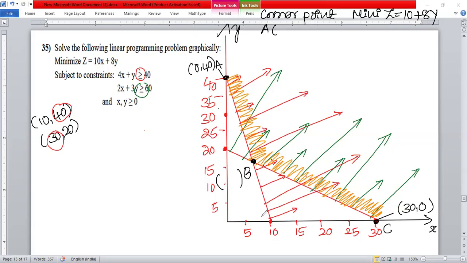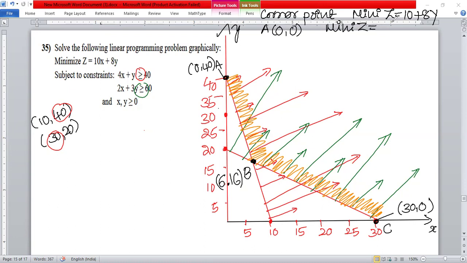Let's see what the B corner point is. B corner point: 4x plus y is equal to 40, and second, 2x plus 3y is equal to 60. Okay, so I got x is 6, y is 16. So B corner point is 6, 16.